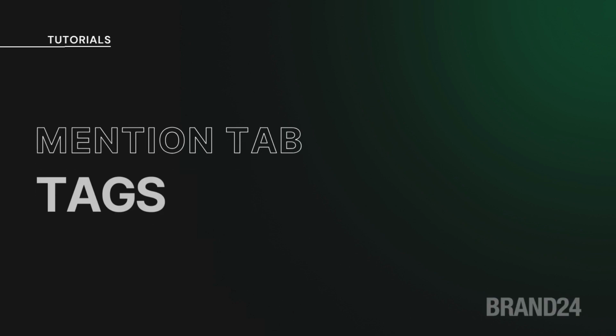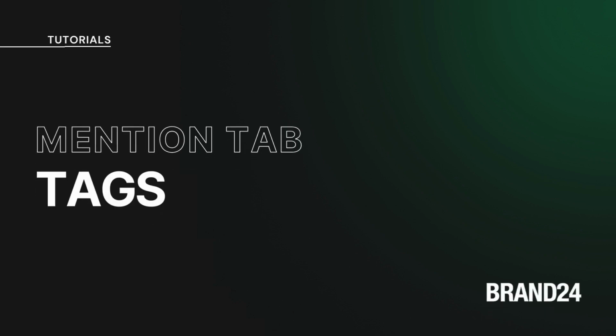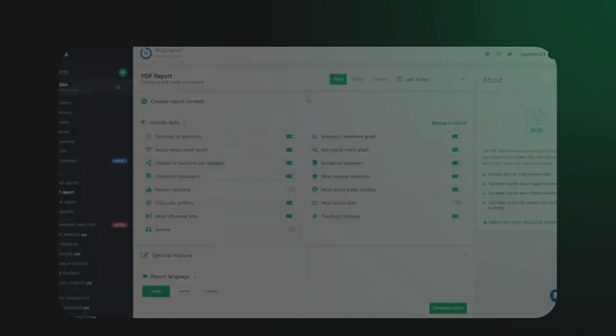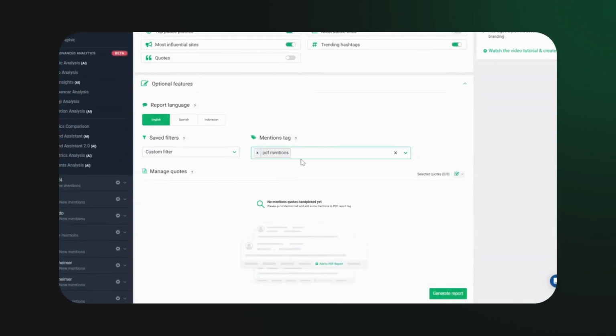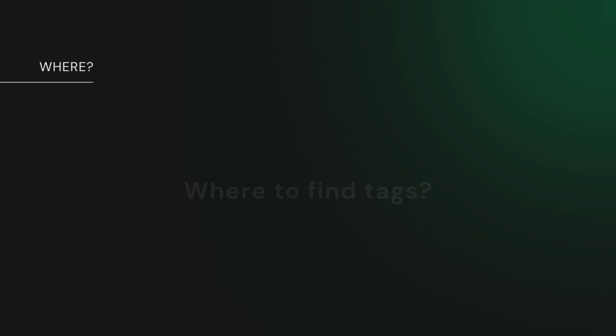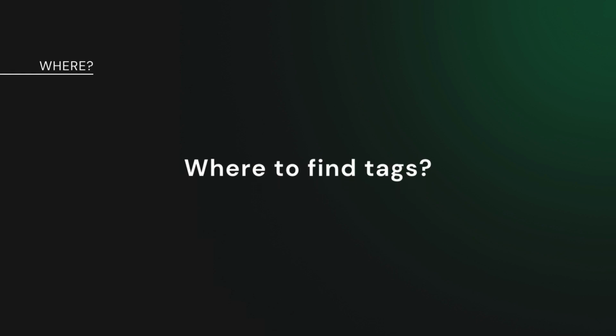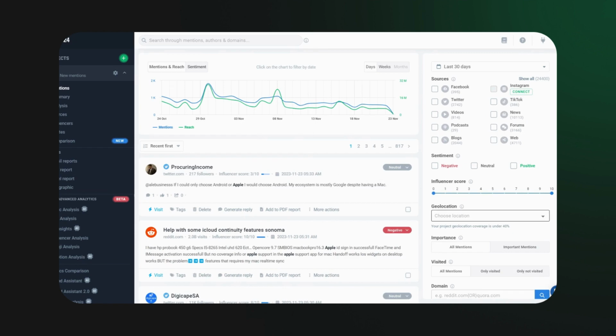In Brand24, tags are like digital labels that you can attach to mentions, conversations, or influencers. They serve as a way to categorize and organize your data effectively. Navigate to the dashboard, locate the mentions you wish to tag, and effortlessly order them by following simple steps.